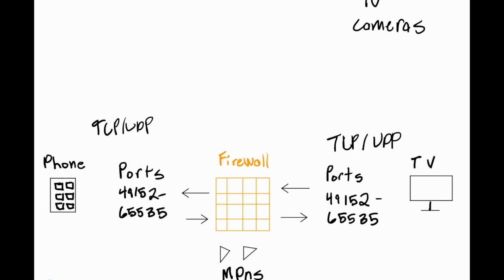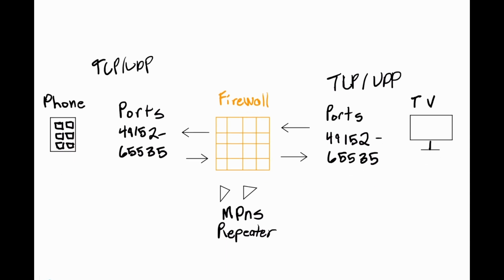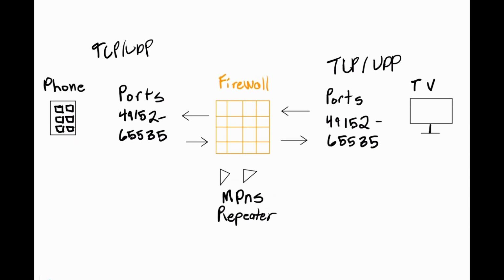So how Apple AirPlay works, it needs a few ports open. So the port range is 49152 to 65535, and this needs to be enabled on the LAN and on the VLAN 52. And so the mDNS repeater is going to resolve those host names to their IP addresses, so the phone can talk with the TV and vice versa. So let's take a look at OPNsense.